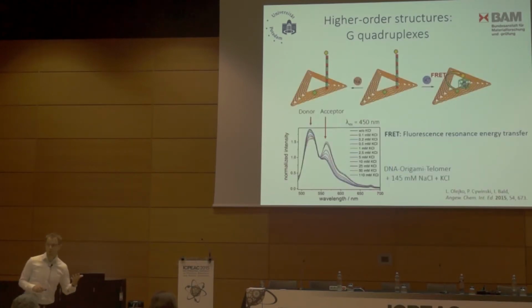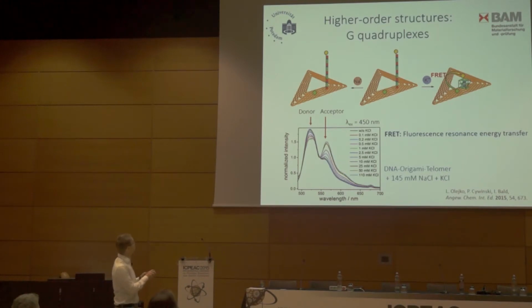And we wanted to see if we can prepare these different structures selectively on the DNA origami platforms. For this, we attached this telomeric DNA to the DNA origami structure, and we studied the folding process by fluorescence resonance energy transfer. For this, we attached 2 different dyes to the system. We excite the first dye, and when the 2 dyes are in close proximity, like in this folded state, then the excitation energy is transferred to the acceptor, and we can observe the fluorescence of the acceptor.